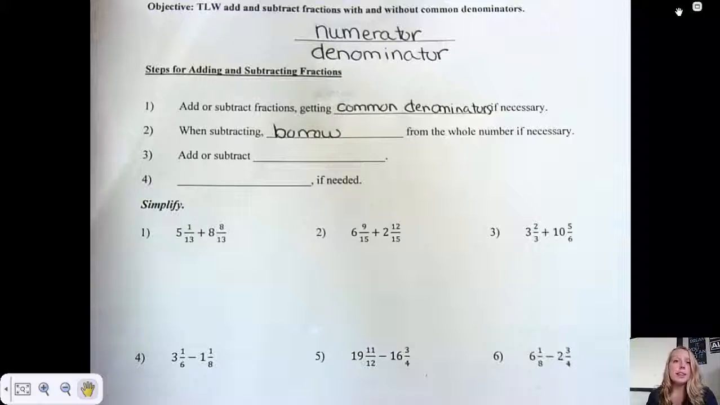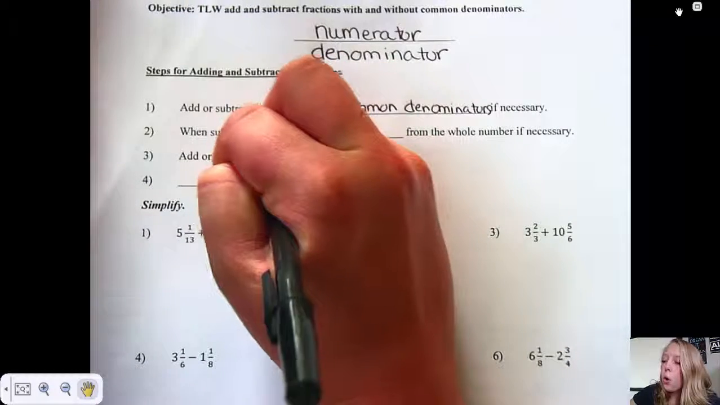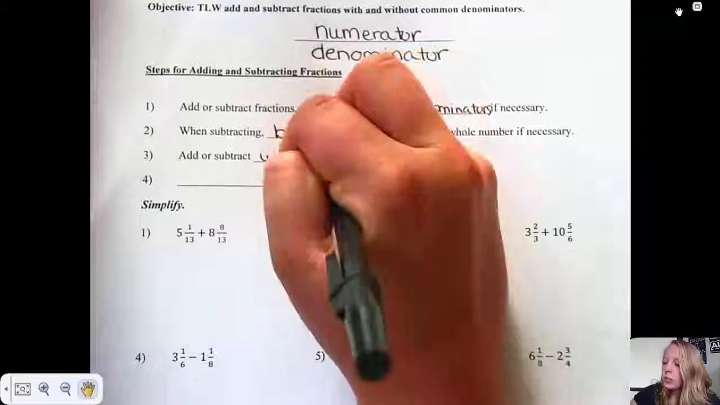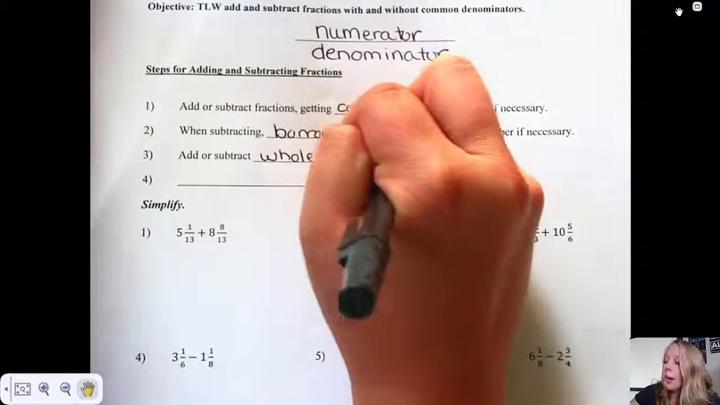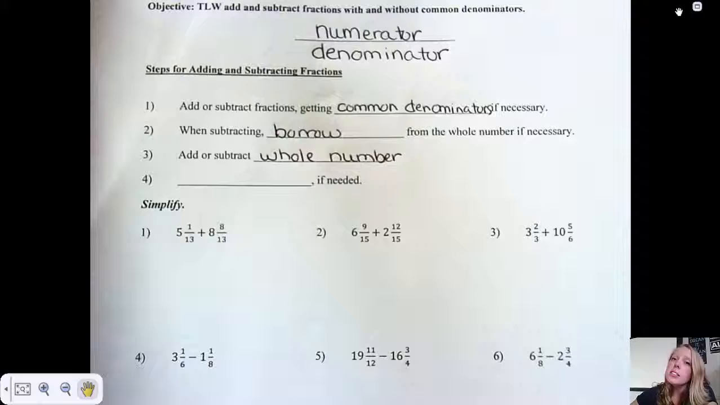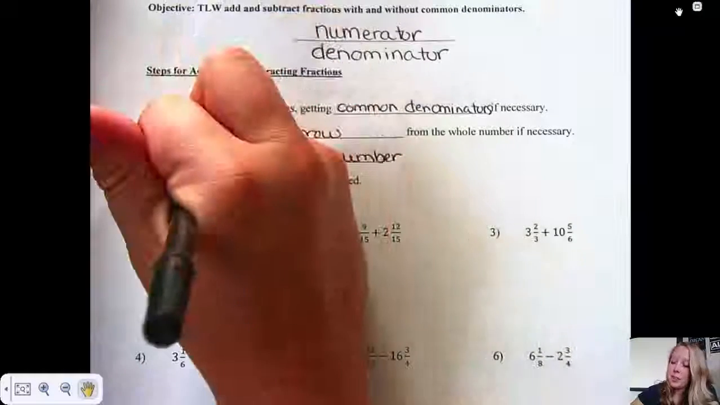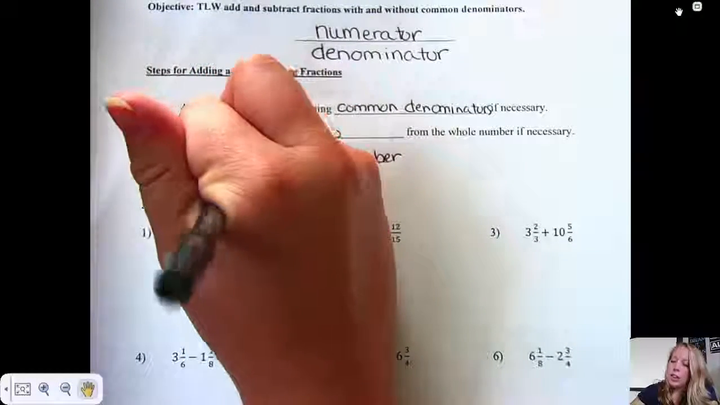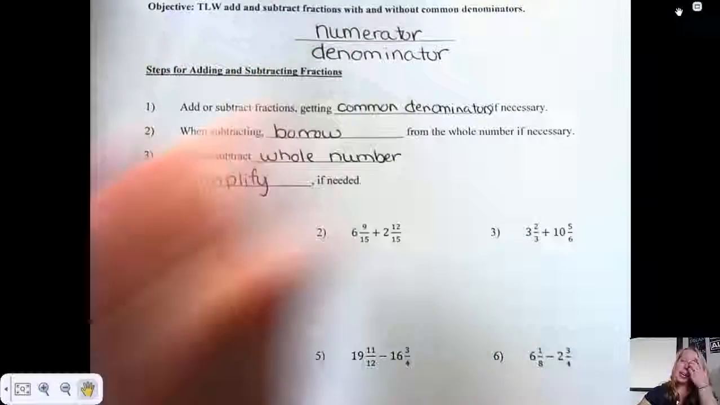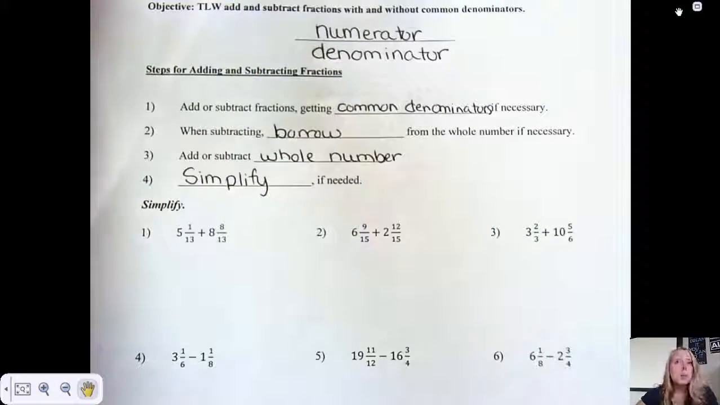If you had to do that, the next step is to add or subtract the whole number. And what's always the last step with fractions? Simplify if needed. Now, guys and girls, these are problems where leaving your answer as a mixed number is acceptable. And I am going to want you to write these problems vertically because I think it makes the most sense for you guys. After you do this, if you think you want to do them horizontally, that's fine. But I really do think 7th graders do best writing them vertically.